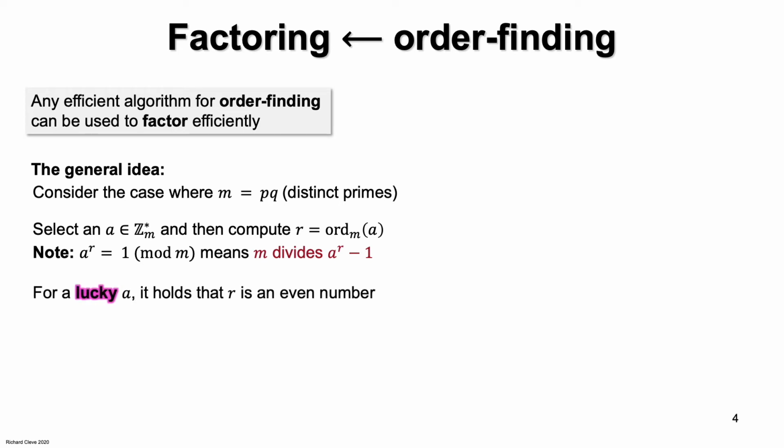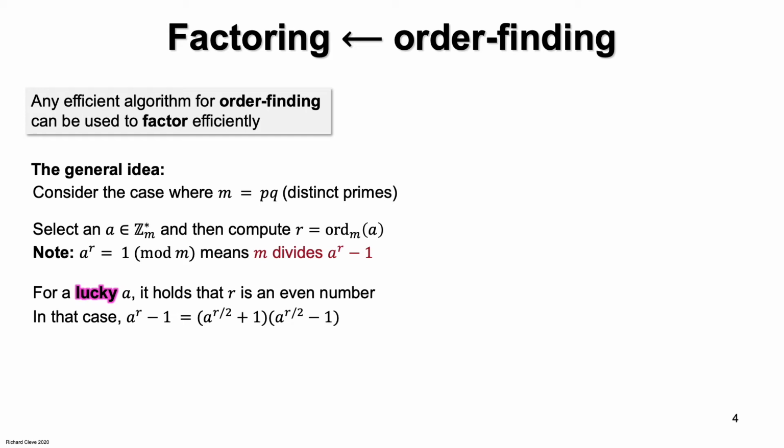Define an A to be lucky if the order R of A mod m is an even number. Something interesting happens when R is even. In that case, A to the R is a square with square root A to the R over 2. And we can express A to the R minus 1 using the standard formula for a difference of squares. A to the R minus 1 equals the product of A to the R over 2 plus 1 and A to the R over 2 minus 1.